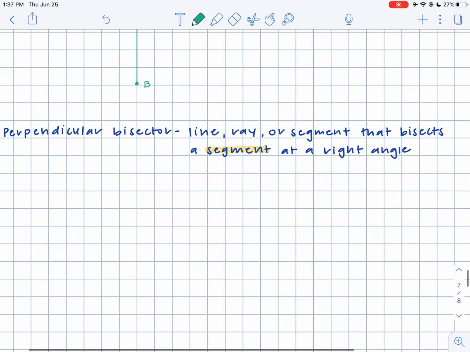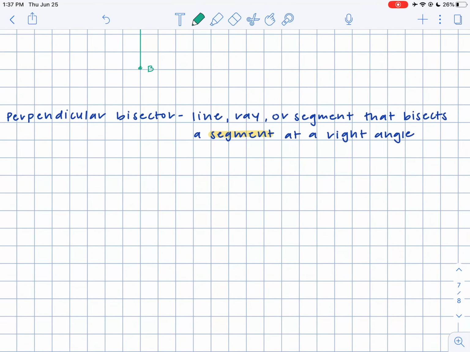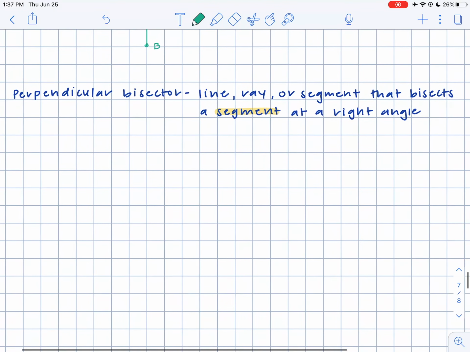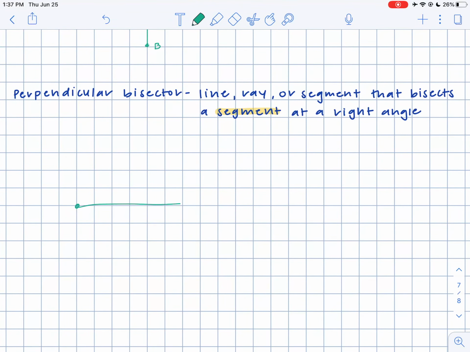Okay, so now let's talk about a perpendicular bisector. So a perpendicular bisector is a line, ray, or segment that bisects a segment at a right angle. Now I highlighted segment because this is important, okay? So let's draw a segment first. And let's say A, B. So the thing that bisects it can be a line, ray, or segment. Okay, so let's just do a line.